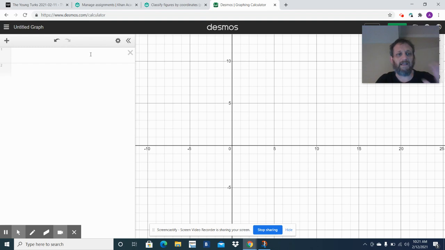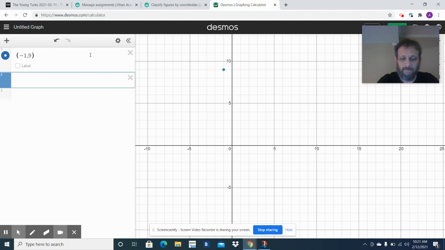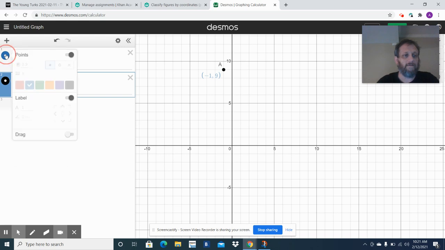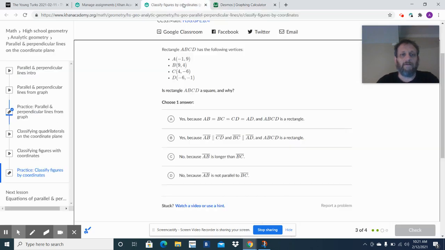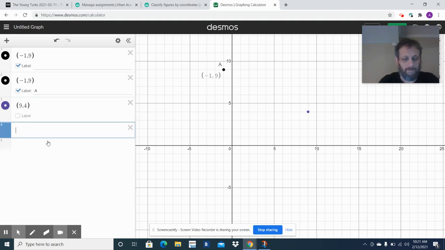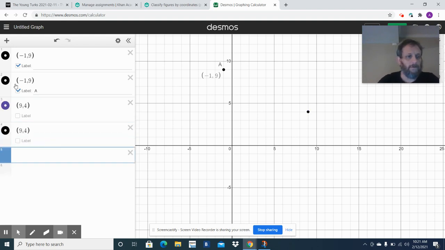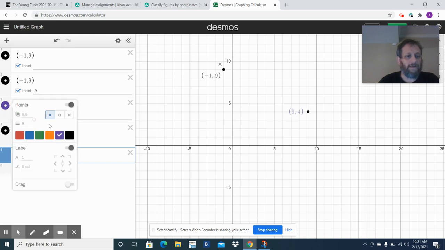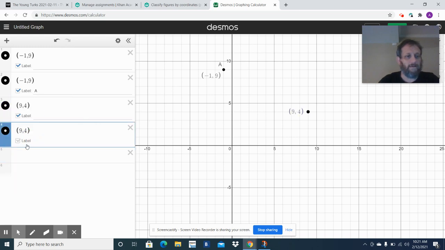So I've got the point negative 1, positive 9. That's A. And I need to label those both. That's point A. And let's make them both black. Now we have the point 9, 4. And label them both. Turn that one black. And make that point B.